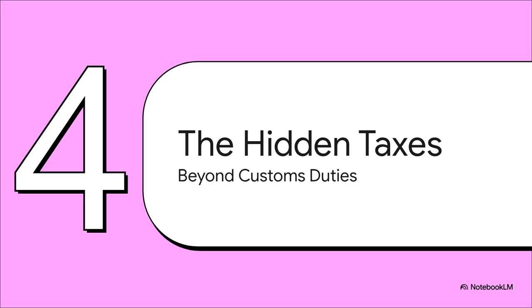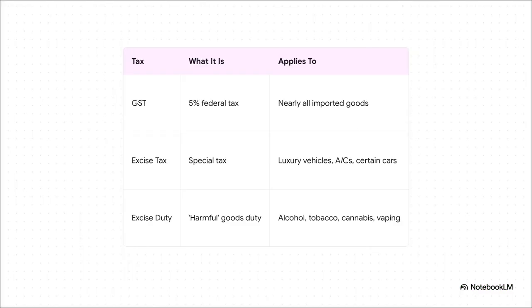Okay, you figured out your duty rate. Quest complete, right? Ha, not so fast. Now we come to the next challenge on our map, the 3 hidden taxes that get piled on top of your duties. And these are the Goods and Services Tax, or GST, the excise tax, and excise duties. Now, GST is that 5% federal tax that applies to pretty much everything. Then you have excise tax, which hits very specific things like luxury cars or air conditioners. And finally, there are excise duties, which are levied on specially regulated products like alcohol, tobacco, and, yes, vaping products.